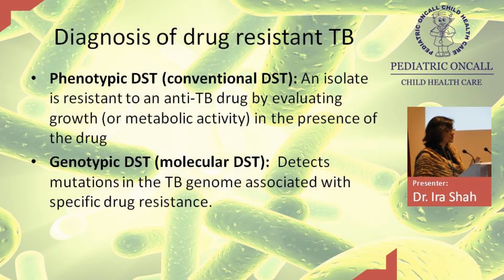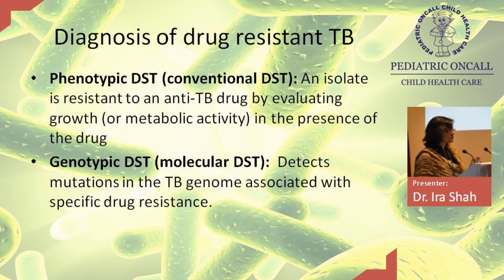Plus, with phenotypic DST, you could test 13 drugs as compared to genotypic assay, where you can test for probably INH and rifampicin. And now with the line probe assays, you could test for fluoroquinolones, ethionamide, ethambutol, pyrazinamide. But the phenotypic assay definitely gives you an advantage that you can test for all possible drugs that are available.